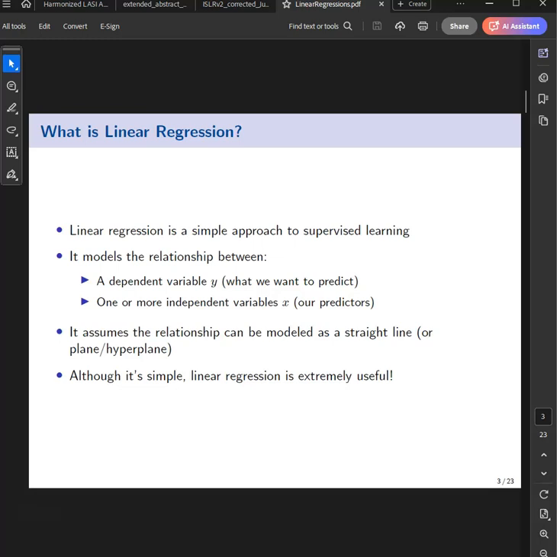And even though it's one of the oldest statistical techniques, linear regression still remains extremely powerful, and sometimes, as they say, the simplest tools are the most useful.